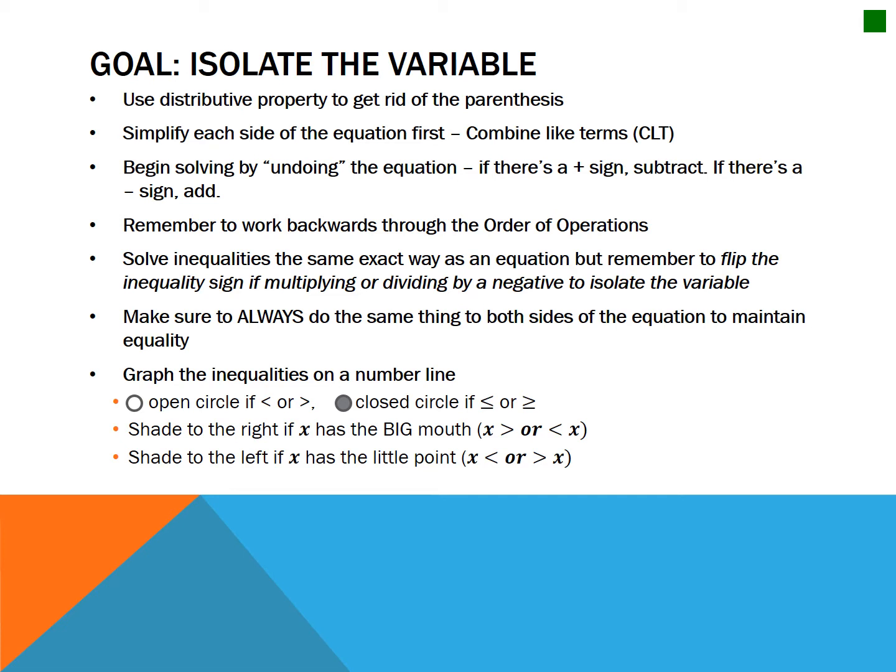So you're going to use the distributive property to get rid of the parentheses. You're going to simplify each side of the equation first. That means you're going to combine like terms.